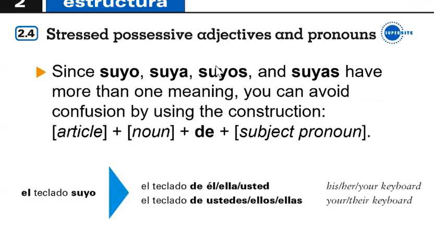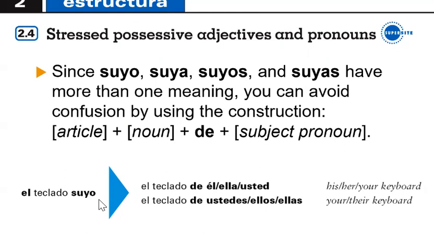We got the suyo. Now, suyo can be third person. It can be singular. It can be plural. It can refer to his or her or their, or it can be your, when we're talking formally with the usted, or all of you in the plural, the ustedes. So it can mean any of those. So you could use it if the context is clear. El teclado suyo. If we know that it is his, for example, his keyboard, we don't need to clarify that. We can just leave it at that.